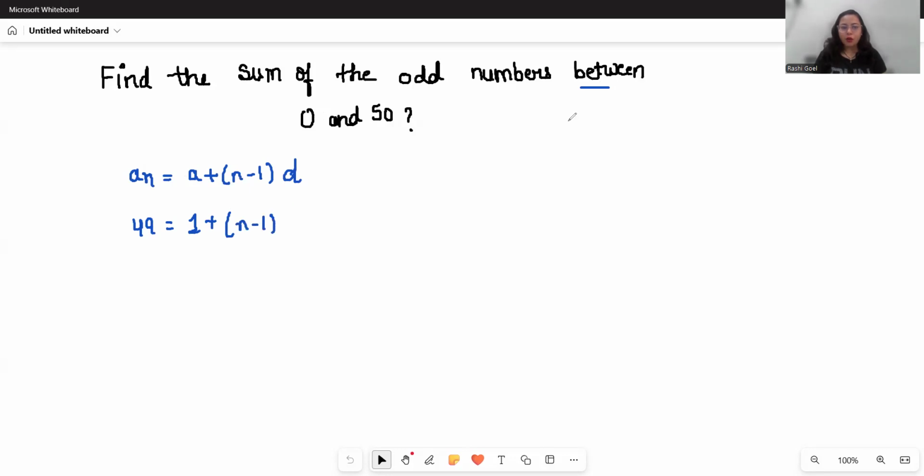The common difference of the odd terms: if we take 3 minus 1, it's 2. Again, the next, if we take 5 minus 3, it's 2. So d is 2.